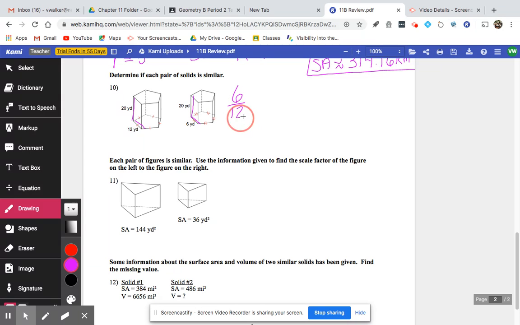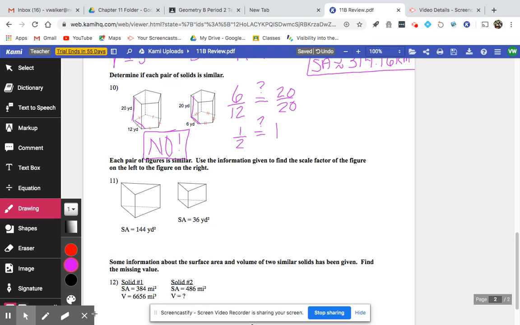So 6/12, is that the same as 20/20? So is 1/2 the same thing as 1, in other words? And the answer is no. No, they are not similar.